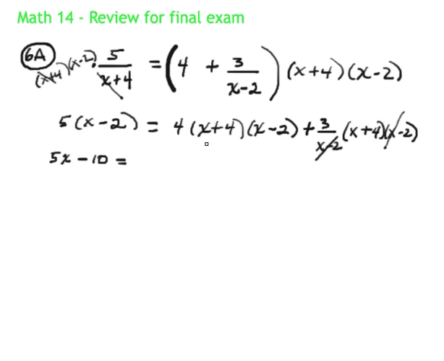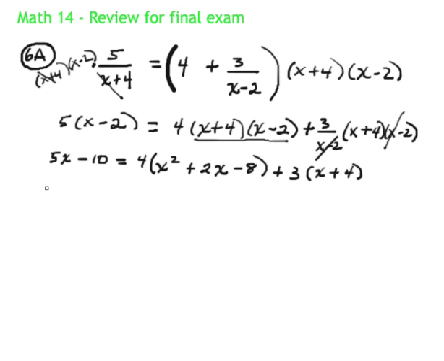Now on the right side, we have to multiply out x plus 4 times x minus 2. Okay, we're going to get a quadratic, so that's x squared. And then we have minus 2x plus 4x. That's a plus 2x combined. Minus 8. 4 times minus 2, minus 8. And here we have 3 times x plus 4.